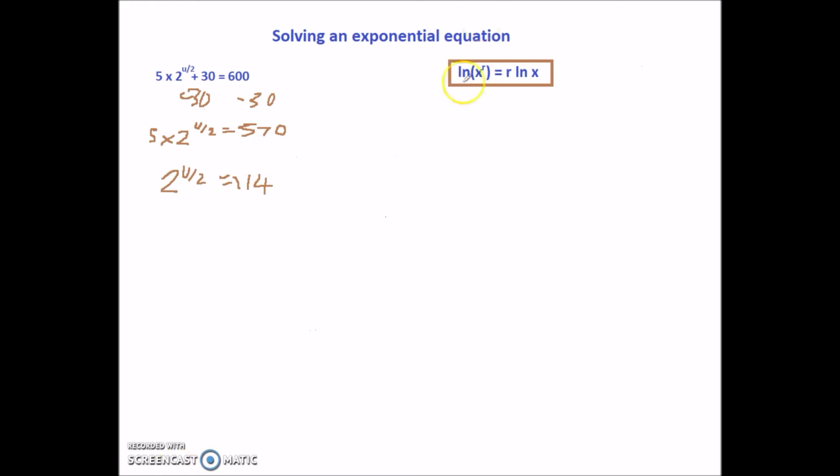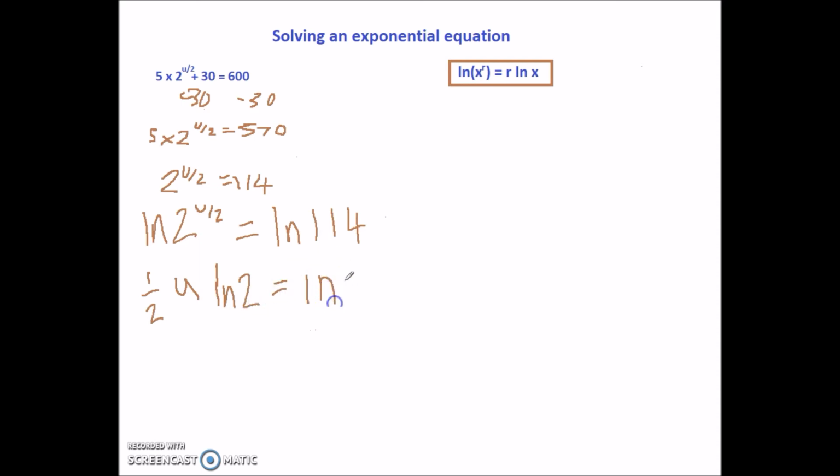And just like before, next what we're going to do is use this rule in the box. So we take the natural log of both sides. So that would be ln 2 raised to the power of u divided by 2 is equal to ln 114. Next thing we need to do is actually do this calculating, which will give us a half multiplied by u ln 2, which is equal to natural log 114.